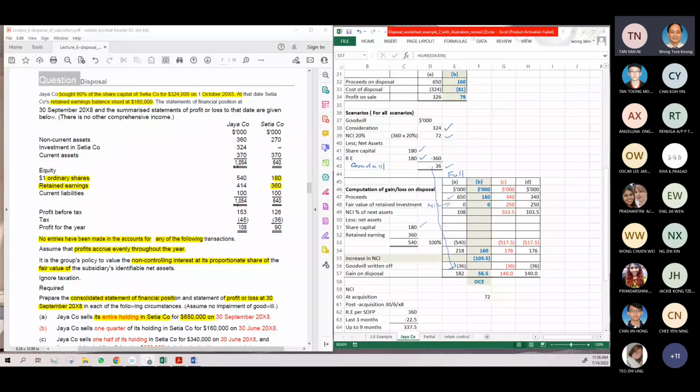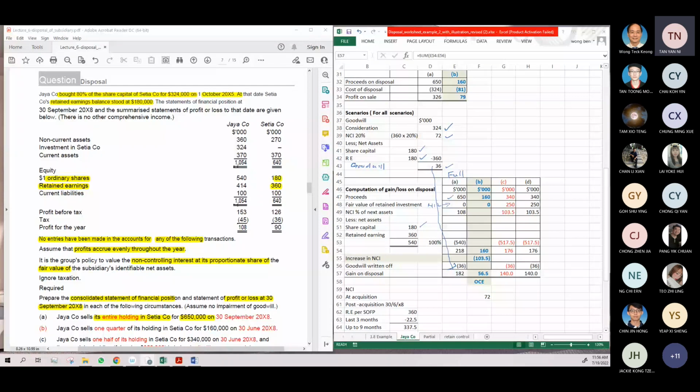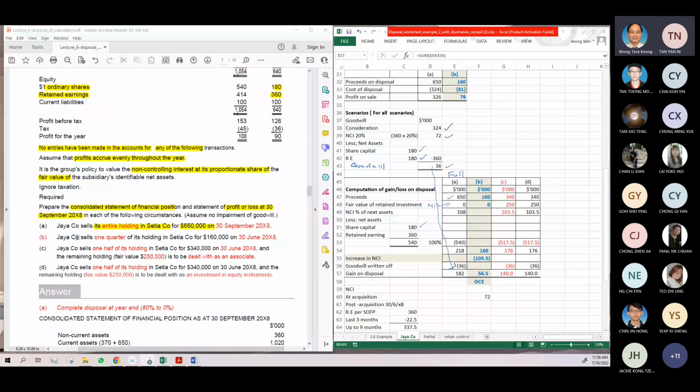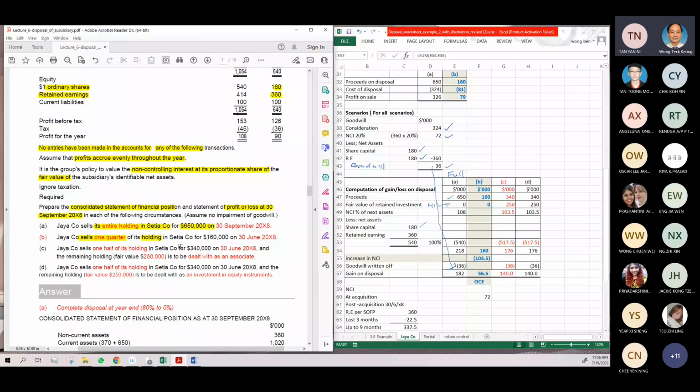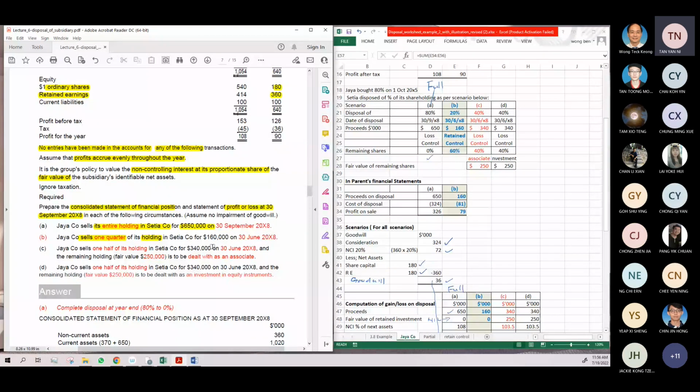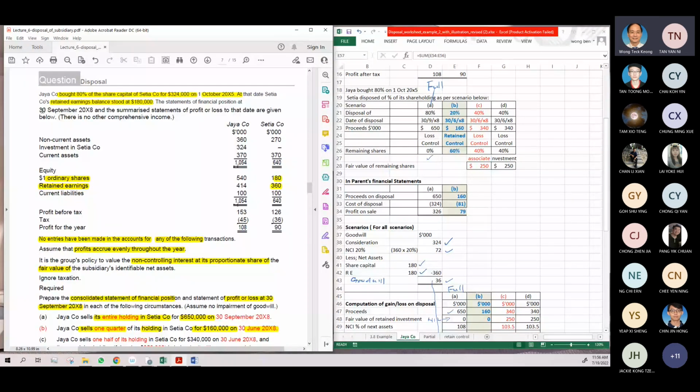Okay, now we go to part B. If Giant sells 1/4 of his holding, we have 80%, 1/4 means 20%, for 160 on 30th June. This 30th June is not the year end. Year end is 30th September. So from June to September, 3 more months.